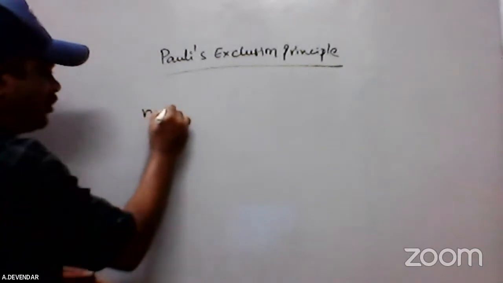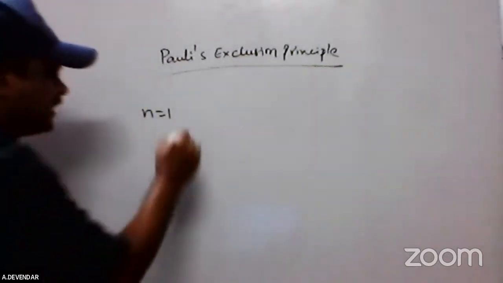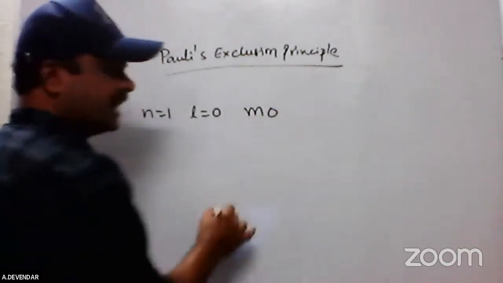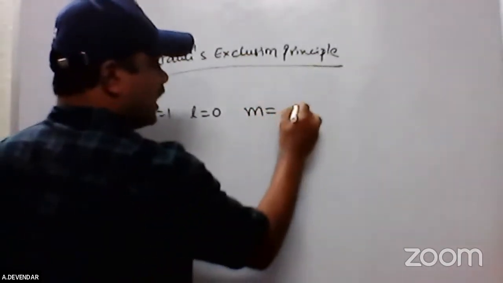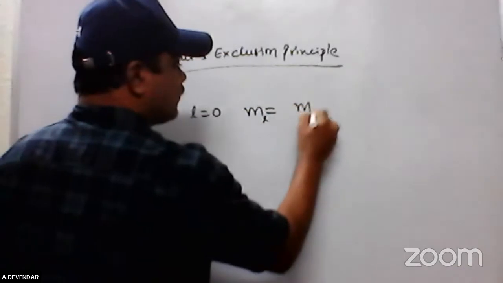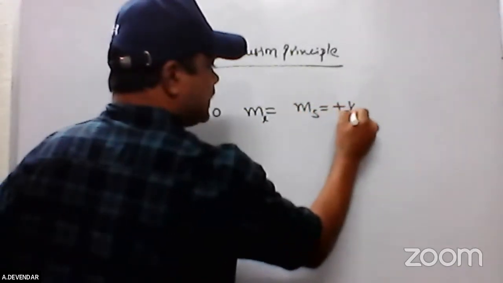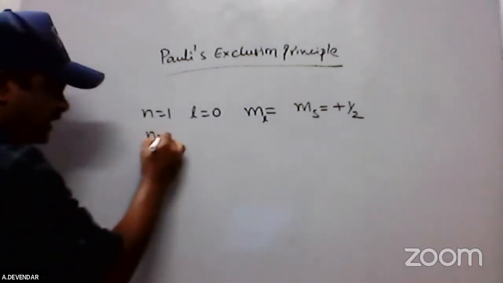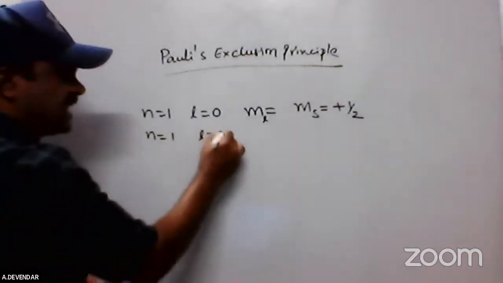Suppose you see this. What is the meaning of n equal to 1? It is the first orbit. In that first orbit, l is equal to 0, m is equal to 0, and this is ml, and the ms value for the first electron is clockwise direction. It is rotating in the clockwise direction. Same in the first orbit, the s orbital.